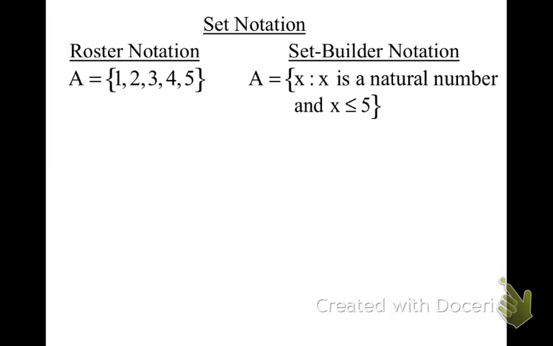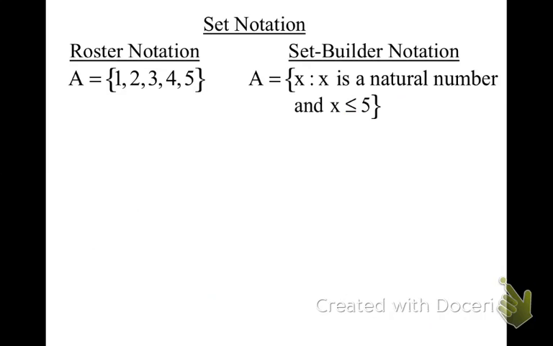So X is such that X is a natural number. What group are they part of? Right here, that's the natural numbers. And my boundary is 5. X is less than or equal to 5. Since 5 is in the set, we have to add that equal to. Okay?